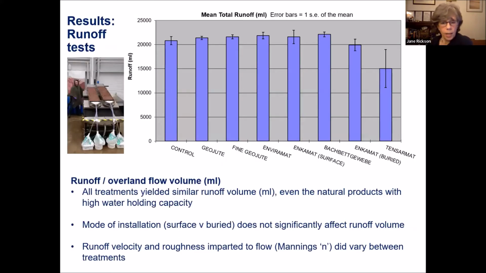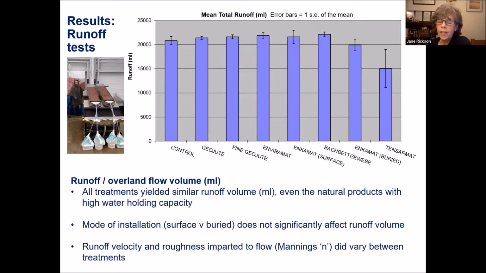And this was a surprise as well. So we looked at, this is just runoff. This is just the amount of water that comes off the bottom of that slope. And you will see that there's hardly any difference in the amount of runoff. Now, we were really surprised. We thought the natural products would be like little sponges and would absorb all of that runoff, but indeed they didn't.